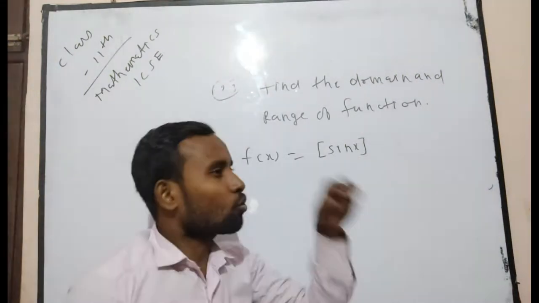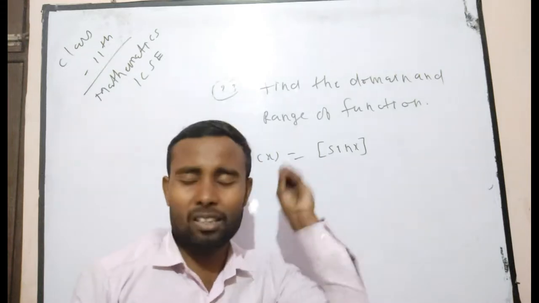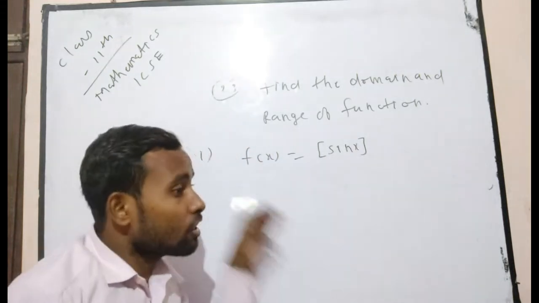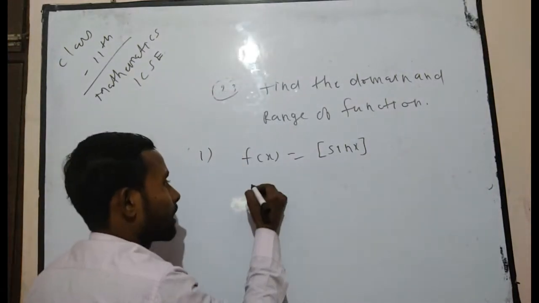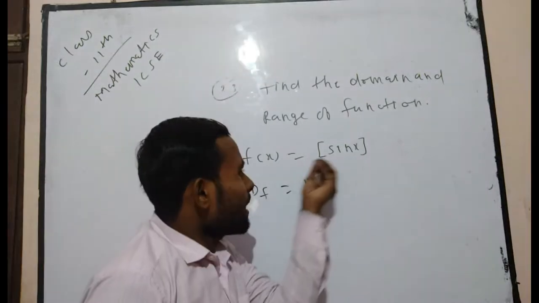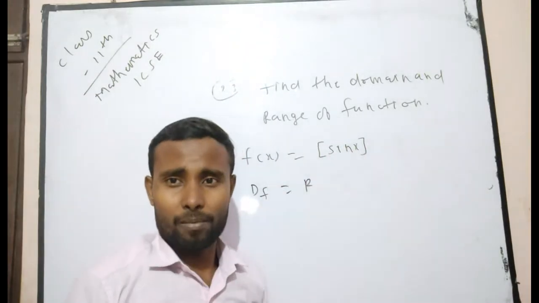If you put x equal to any real number, 0 degree, 1 degree, 2 degree, 3 degree, 50 degree, it is always defined. That means it always gives some output. So you can say the domain of the function is all real numbers. Why? Because for every real number, sin x is defined.